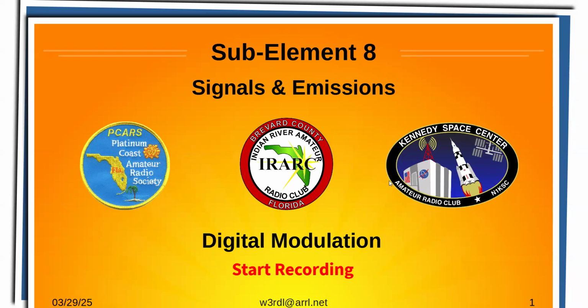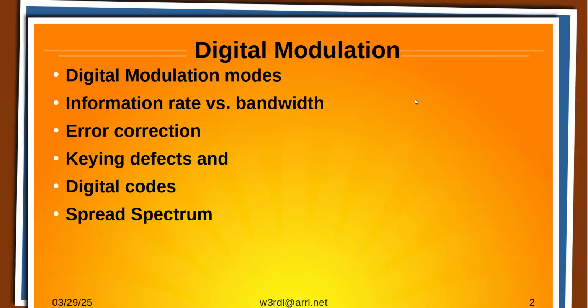Okay, so we'll talk about digital modulation. Some of the different modulation modes that we've talked about a little bit, I guess this, if I recall, is a little more in depth, a little bit more on error correction and keying defects, specifically with Morse code or CW, some of the digital codes and spread spectrum, which now I guess we're allowed to do on, I believe it's 420 megahertz and above.